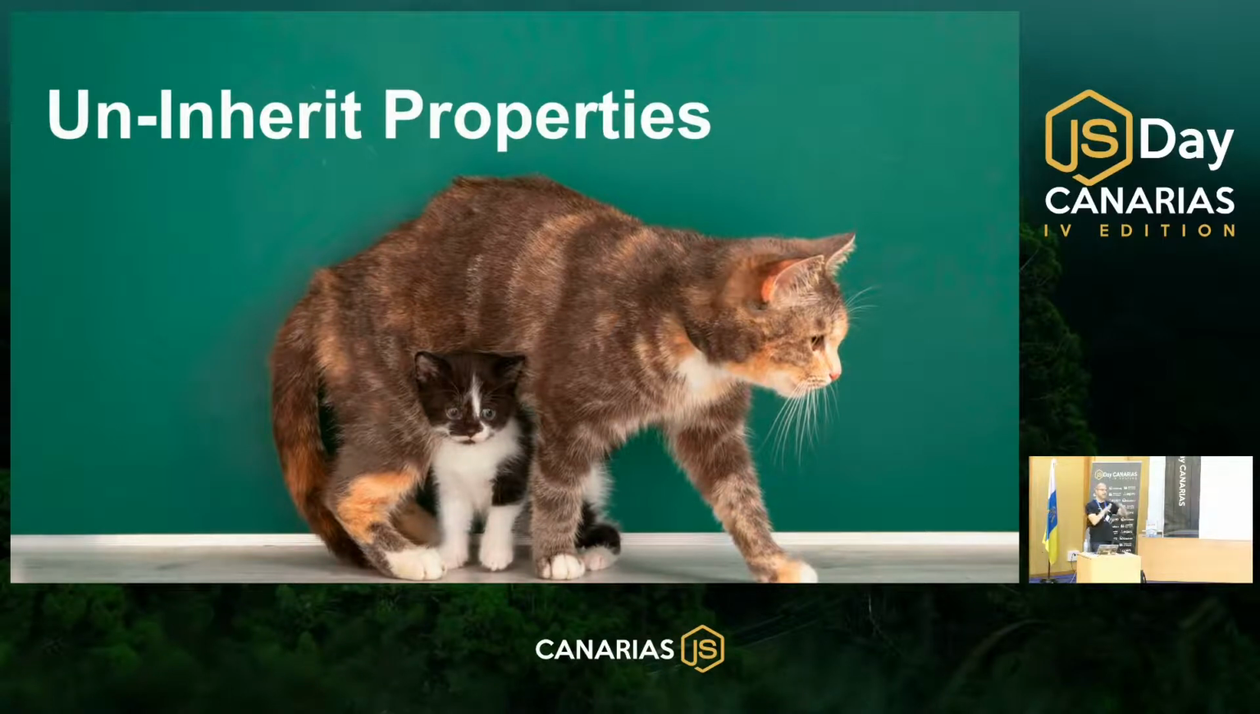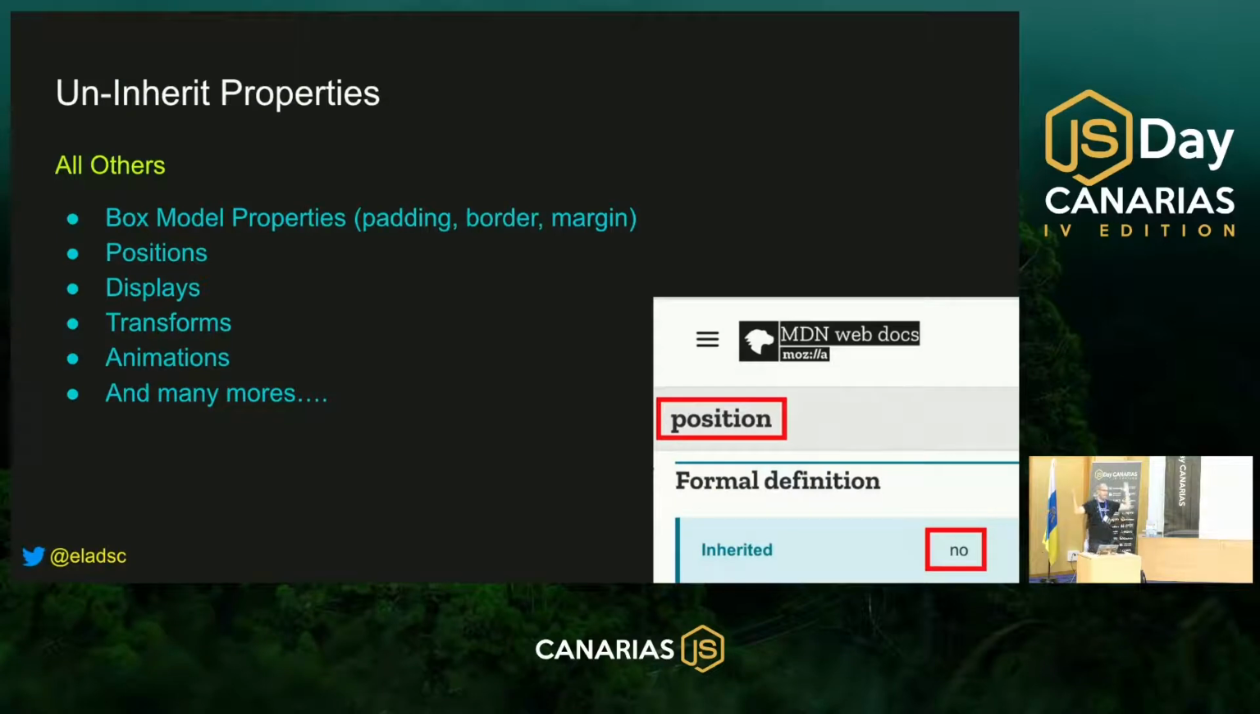This is the uninherited properties. In this group, we have all the other properties that you can think of, all the box model properties like padding, margin, borders, CSS position, displays like flexbox grid, transform animation, and many more. And how can you know if this property is an uninherited property?